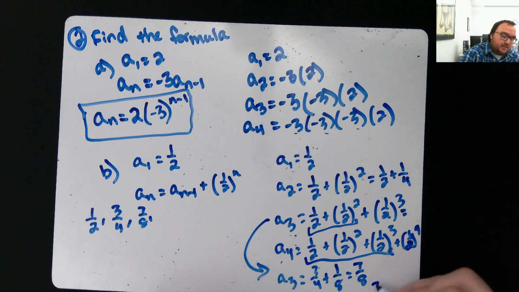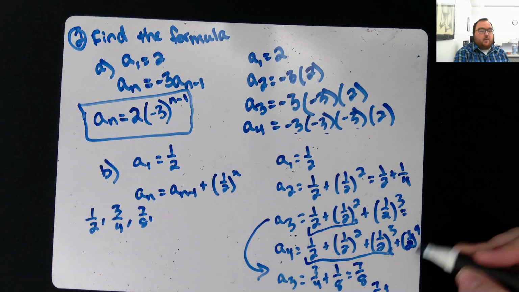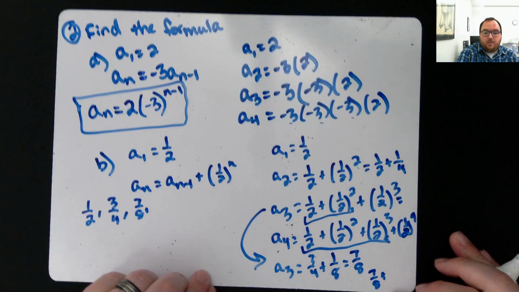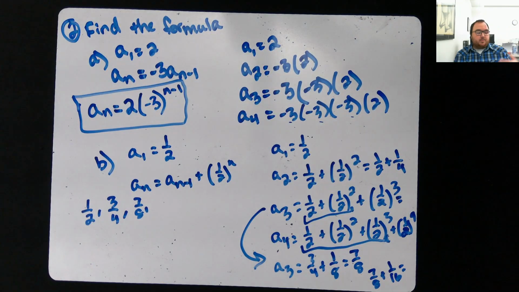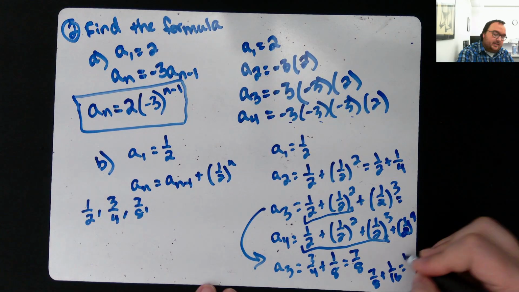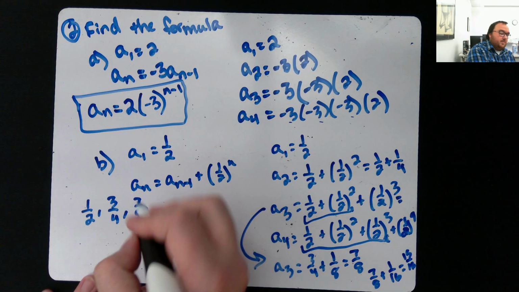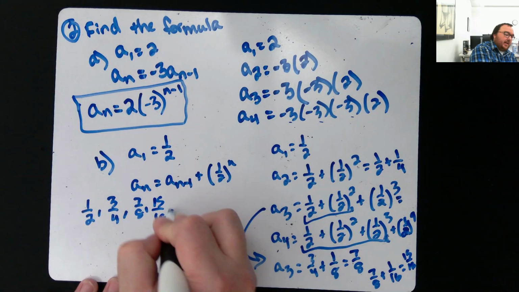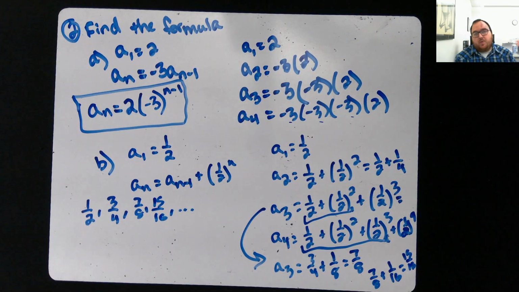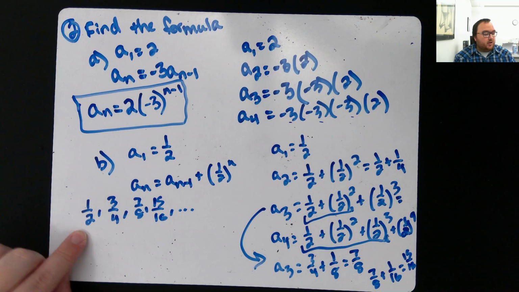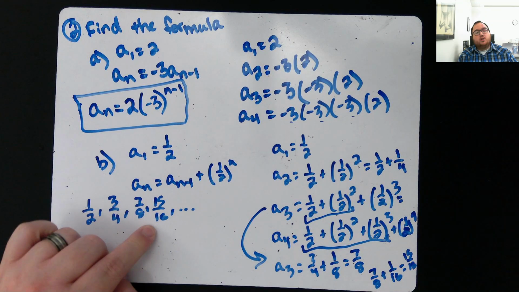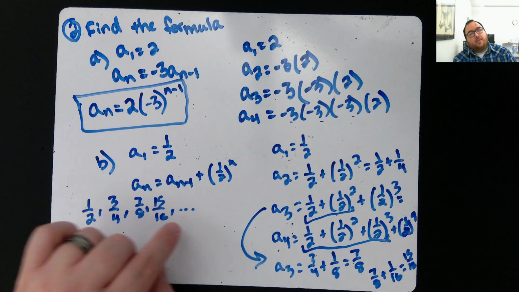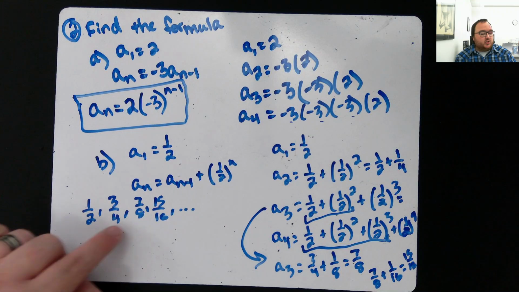Then for A4, we already said this is 7/8. 7/8 plus 1/2 to the fourth. 1/2 to the fourth is 1/16. 7/8 plus 1/16 would be 15/16. And let's see if we can see a pattern from there. Well, notice the denominators are 2, 4, 8, 16. So then I could guess my next one would be 32 because these are all powers of 2, right?